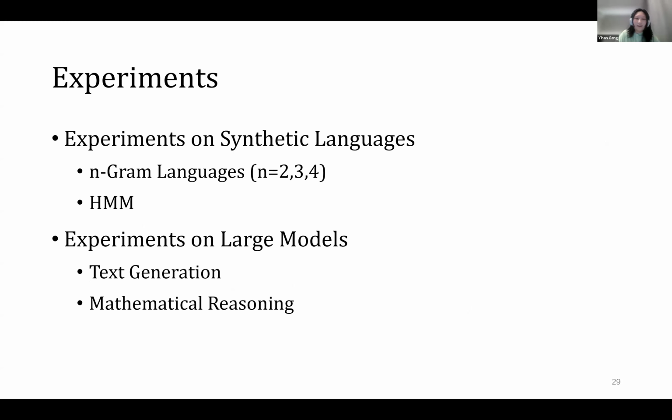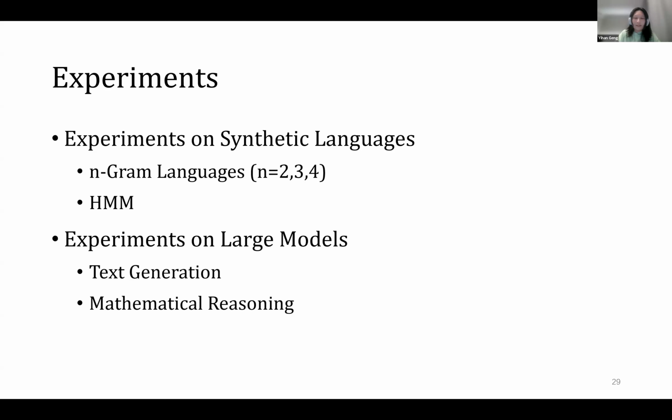So to validate our theoretical findings, we conducted a series of experiments. We began by training MDMs and autoregressive models on our synthetic languages, specifically N-gram and HMM-based ones, because that's what our theorem suggests. These controlled settings allow for precise definition and evaluation of TER and SER.